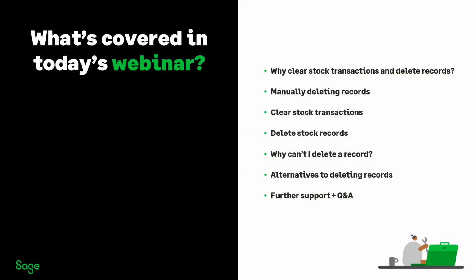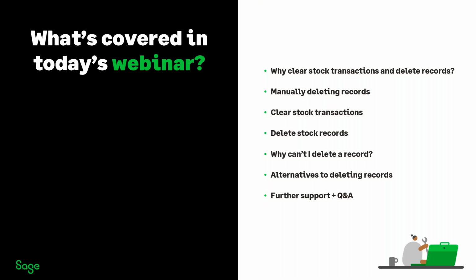Let's have a look at what we're covering today then. First of all, a little bit of background. Why would you clear stock transactions and delete records? Pros and cons. Manually deleting records. What does the process look like? How you can clear your stock transactions. There's a little wizard for that one. And if you've ever cleared the audit trail, it's a similar wizard, but for stock transactions as opposed to your normal finance transactions. We'll be looking at deleting stock records. Again, you can do that manually, or you can use the wizard. Obviously, this wizard complements the wizard that's available for clearing stock transactions.